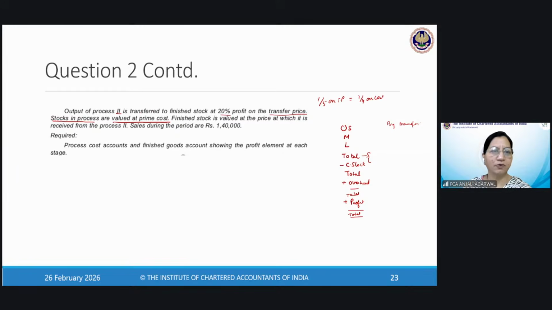So the output of process 2 is transferred at 20% on transfer price, and stock in process is valued at prime cost. Finished goods is valued at the price at which it is received from process 2, and indirectly here it is saying that finished stock does not employ any material, labor or overhead. And the sales for the period is also given as 1,40,000. Prepare process cost accounts and finished goods account showing the profit element of each stage.